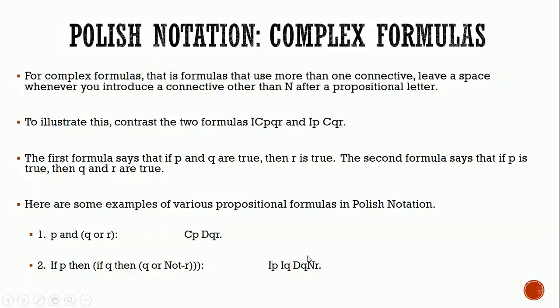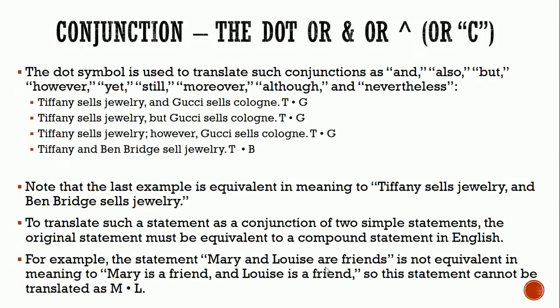All right? So let's look at it. If p, then we have if q, then the disjunction of q and not r. This is fun, but if you're doing Polish notation, I'm meeting with you, then we'll go over it until you get it. All right.